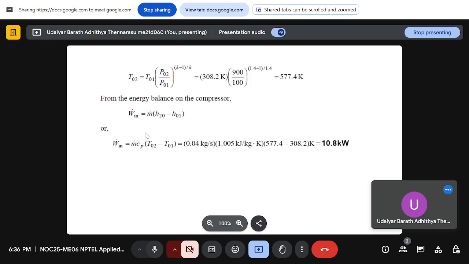H naught value can be written as Cp T naught. So m dot Cp (T naught 2 minus T naught 1). So we know both stagnation temperatures at the inlet and exit, and Cp of air is 1.005 and mass flow rate is 0.04 kg per second. So we get work done as 10.8 kilowatt.